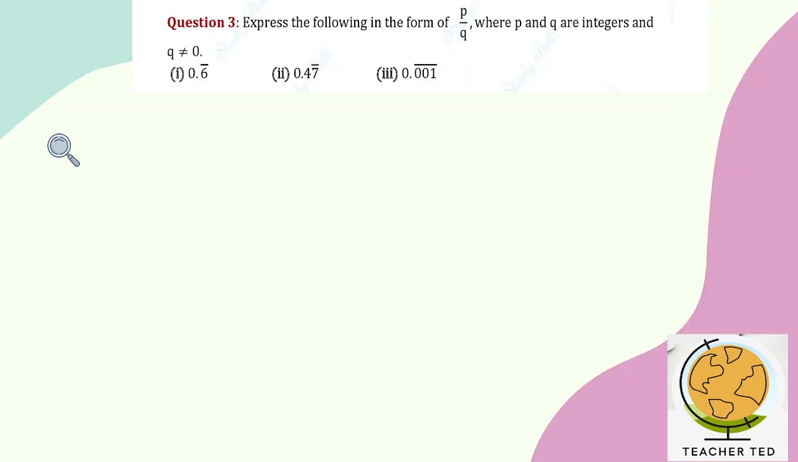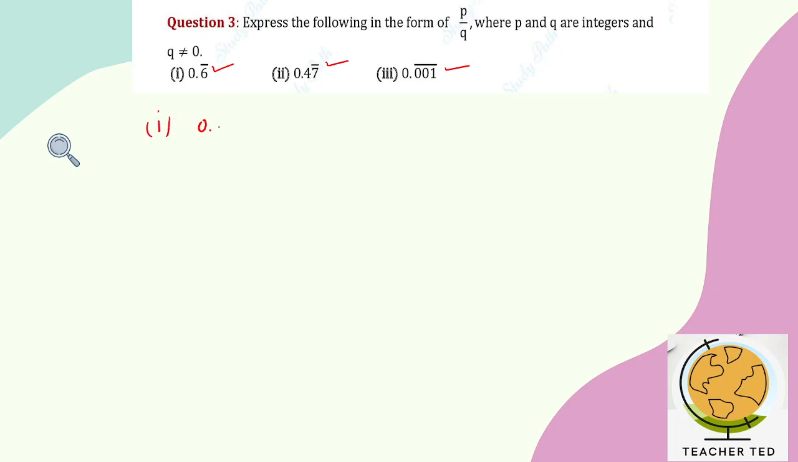Express the following in the form of P by Q, where P and Q are integers. It is very important to know how to convert the decimal expansion back into the fraction. So till now we have converted the fraction into its decimal expansion. Now we are going to do the reverse thing. So for that, I'll take up the first one.